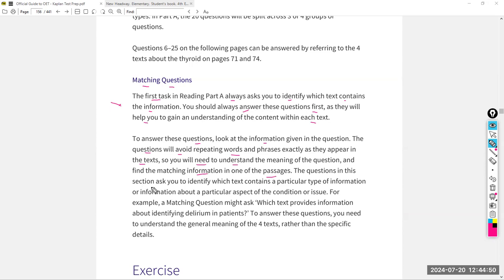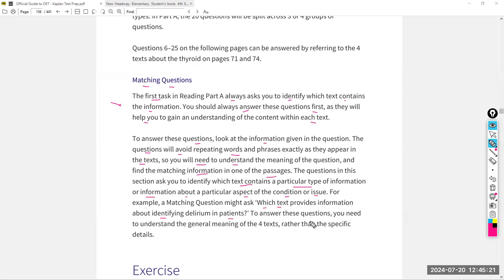Now, the questions in this section ask you to identify which text contains a particular type of information, or maybe information about a particular aspect of the condition or the issue in the workplace. For example, a matching question may ask: which text provides information about identifying, for example, delirium in patients?